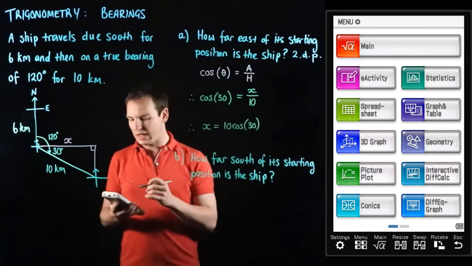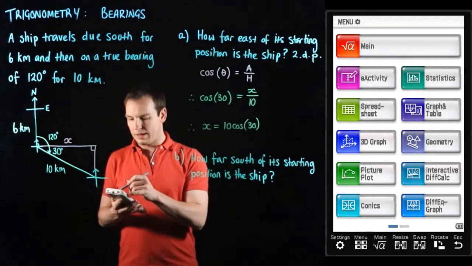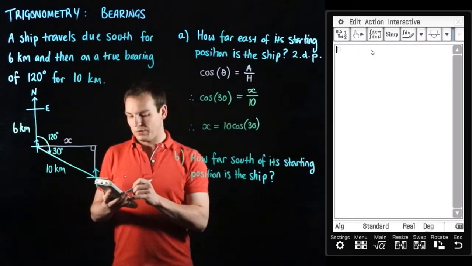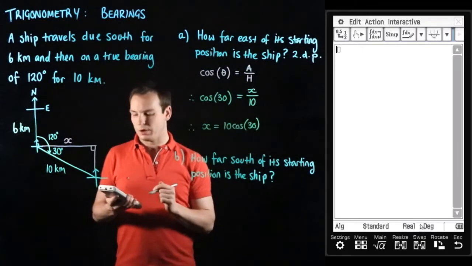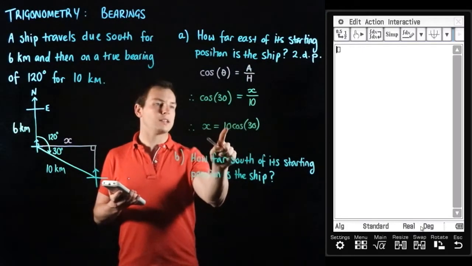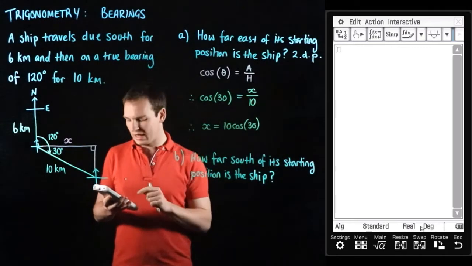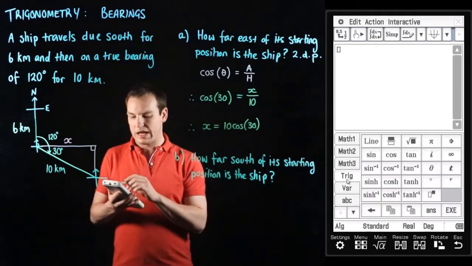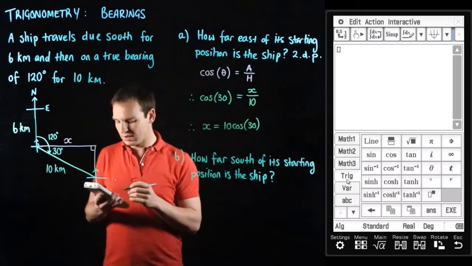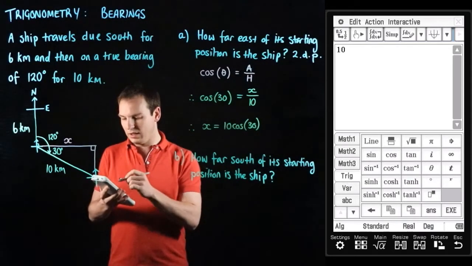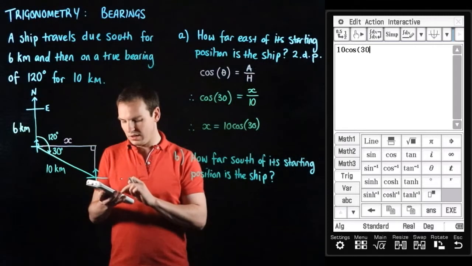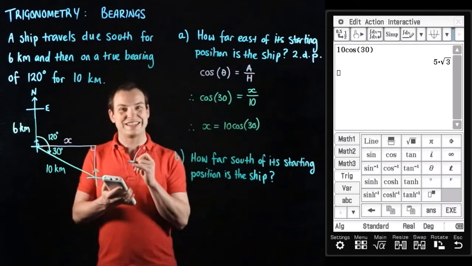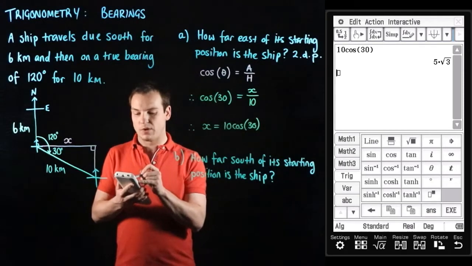we want to go into the main menu. And what we want to do first is check that we've got degrees as our setting down the bottom, and then we just want to plug in 10 cos of 30 and see what that works out to be. So bringing up the keyboard and going to trig, we can find our sine, cos and tan functions. And we're just going to type in 10 cos 30 and close off that bracket. When we hit execute, we actually get a standard value or an exact value of 5 root 3.